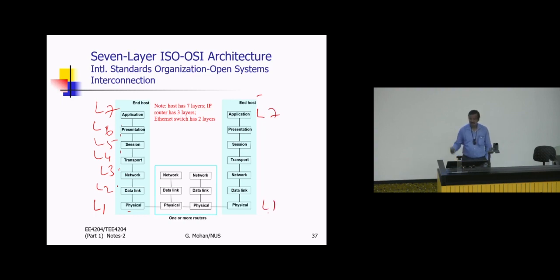Other network elements, network systems, let's say we have a router. Router has only three layers. Switch has only two layers. Of course, I will briefly explain the functions which are carried out at each layer, then you will understand why we don't need other layers in devices like routers or switches. But when the application is running, we need more layers. We need to do more. Similarly, at the destination also, we need all seven layers.